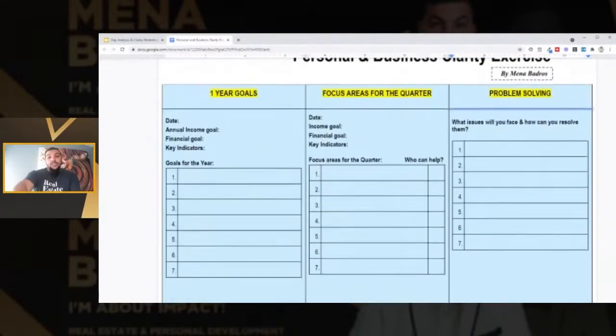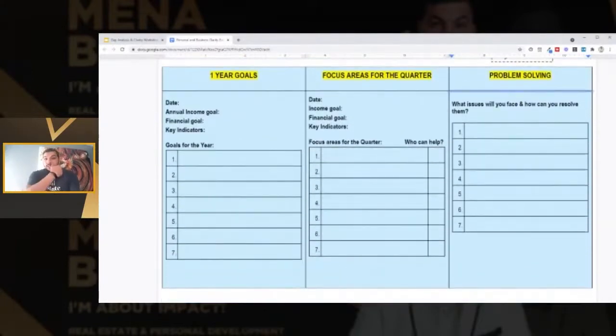Then we look at the 1 year goals. What goals do you have for the year? Then we look at the focus areas for the quarter. What do I need to focus on in this quarter, in this next 3 months, in order to accomplish my 1 year goals? And what problems do I foresee, and how do I go about resolving these problems?